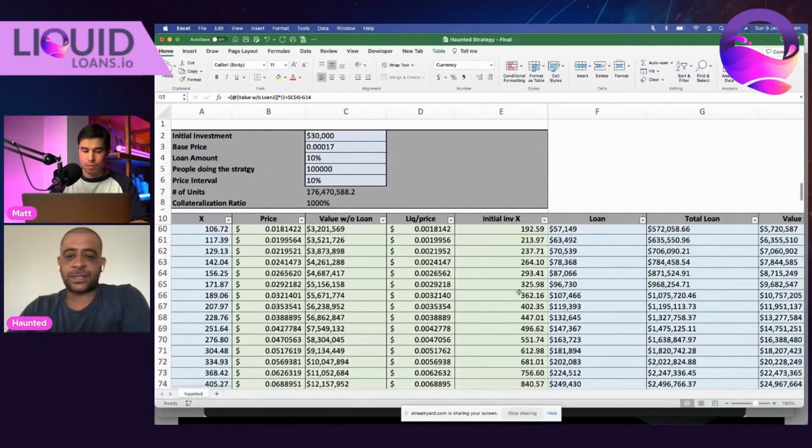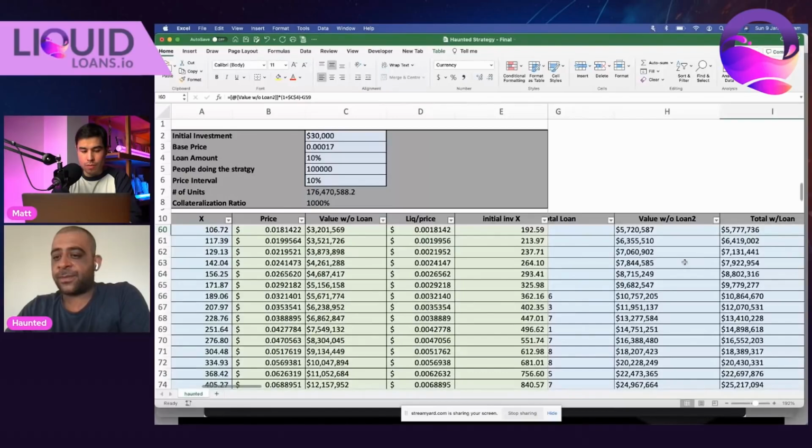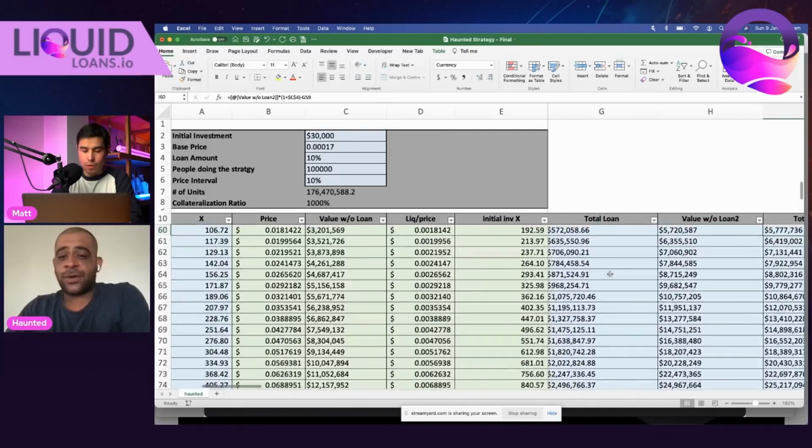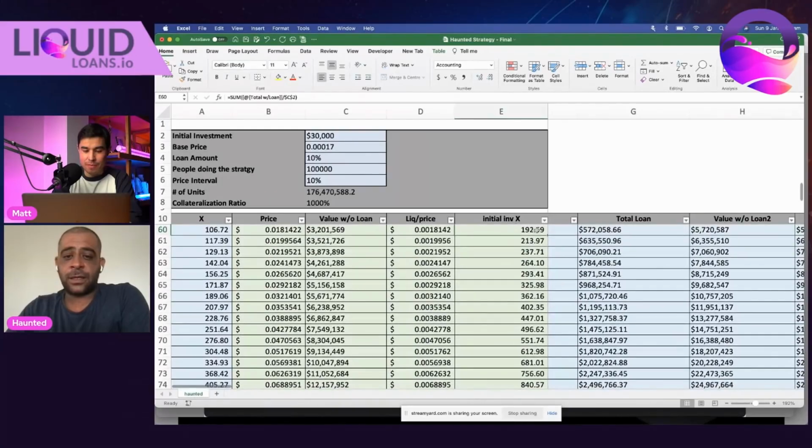Around 100x, 106x, our total locked value at this point would be 5,777,000 at 100x, and that's starting from a $30,000 investment. If you look here, it says 192x on your initial investment, but the price has only done 106x. So the price has only done 106x, but doing the strategy, I'm already up 192x on the haunted strategy. It nearly doubles what you would get if you just held.